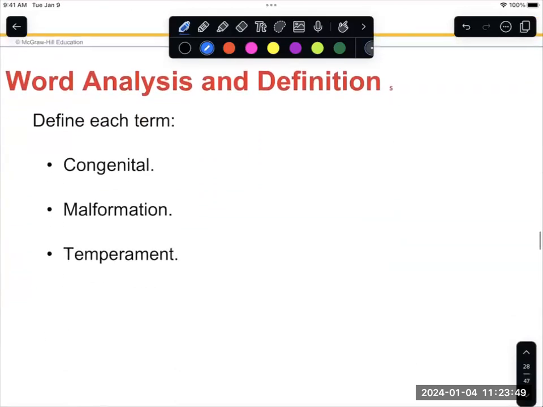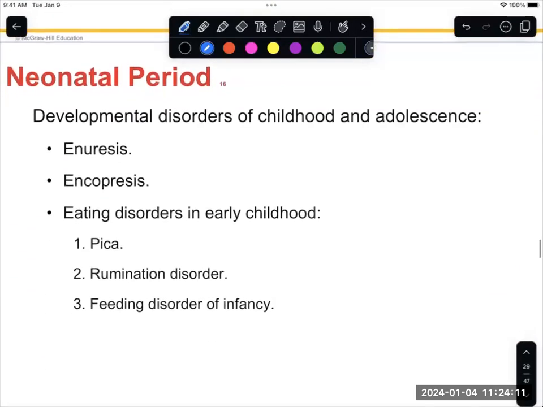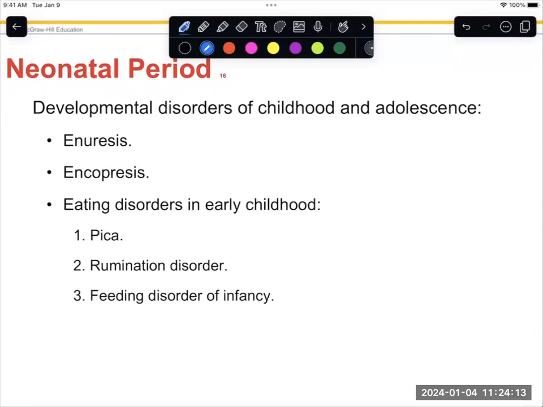So congenital means present at birth, either because of inheritance or an event during gestation up to the moment of birth. Malformation is that failure of proper or normal development. Temperament means that predisposition to character or personality. Enuresis is bedwetting. In a child who has been trained to use the toilet and is dry by day, the child does not wake up after wetting the bed.